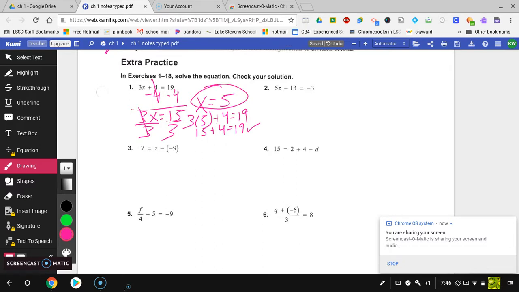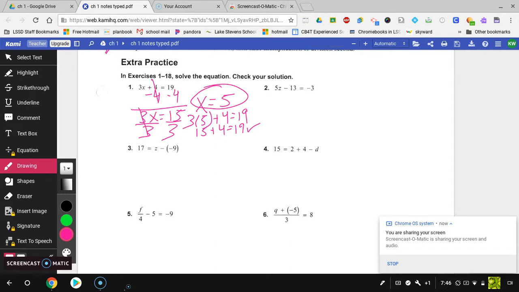All right, moving on to number 2. Again, pause the video at this point, try number 2, see if you can do it, and then turn it back on and see if you got it right. So we have 5z minus 13 equals negative 3. We need to get rid of the 5 and we need to get rid of the 13. We want to get rid of the 13 first because it's what's being attached by that addition or subtraction.